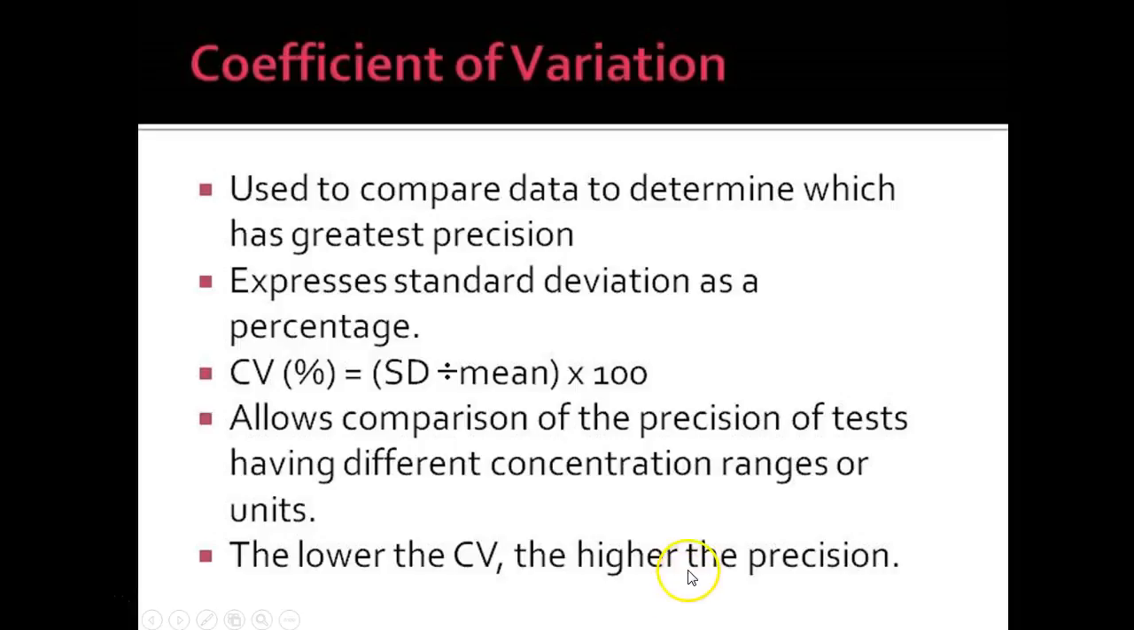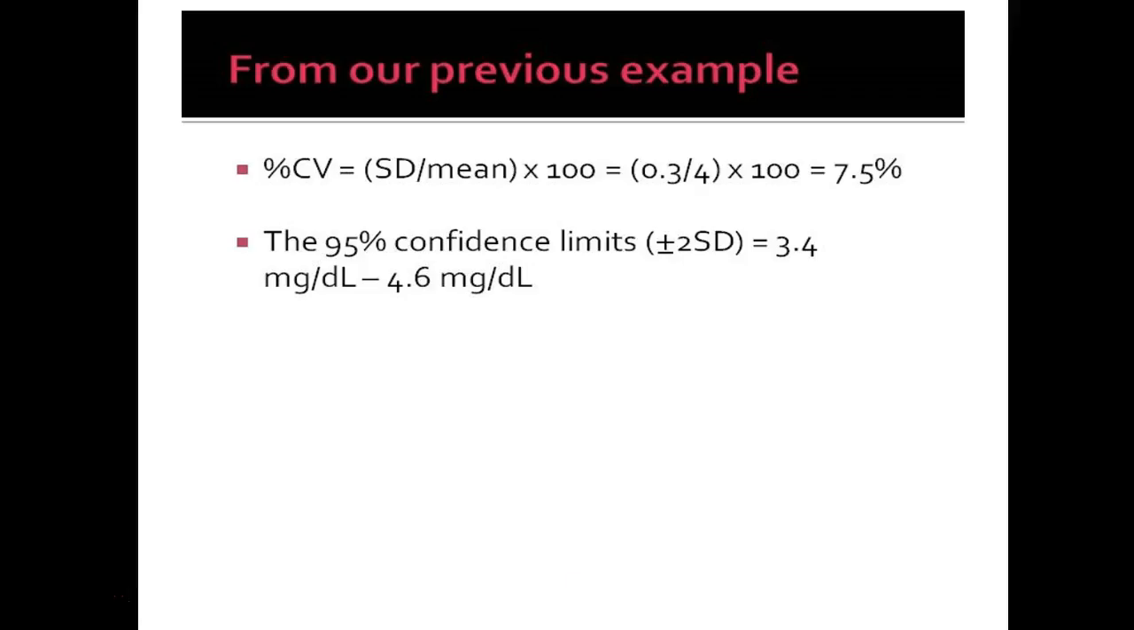We also have a coefficient of variation. This is used to compare data to determine which has greater precision. In order to figure out if we have good precision, we take the standard deviation, divide it by the mean, and then we multiply that by 100. The lower the CV, the higher the precision. We'd like to stay less than 10.